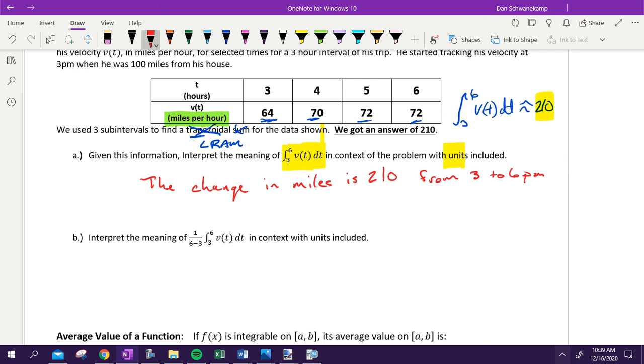Great. Now let's interpret the meaning. What if I did this? I got that same value, the integral from 3 to 6 of v(t) dt, but then I multiplied it by 1 over 6 minus 3, or I multiplied it by a third. What would that tell me if I took this 210 and multiplied it by 1/3? I'd get 70. That is the average velocity over that time period.